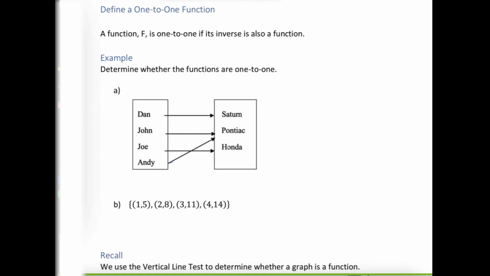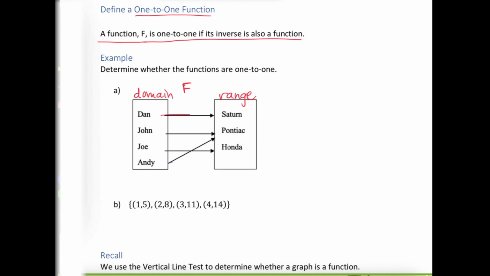Now we're going to talk about a specific kind of function that we're calling a one-to-one function. The definition of a one-to-one function is that originally it is a function, but when we find its inverse, the inverse is also a function. So let's let the function f be the relationship between the people on the left and then the cars on the right, which will be the range.